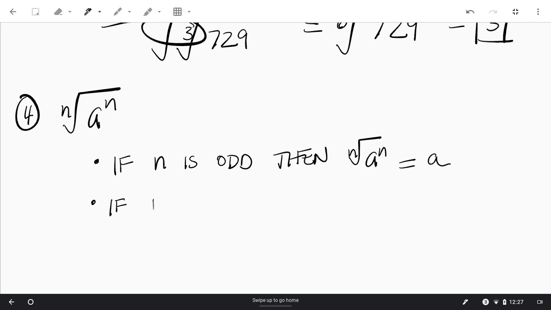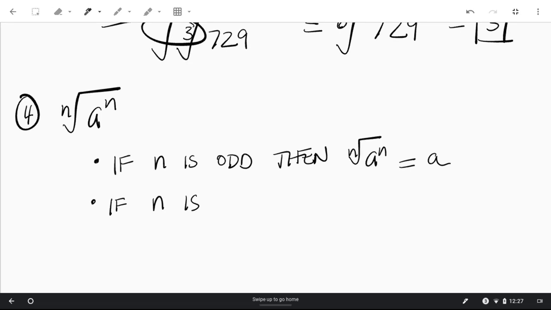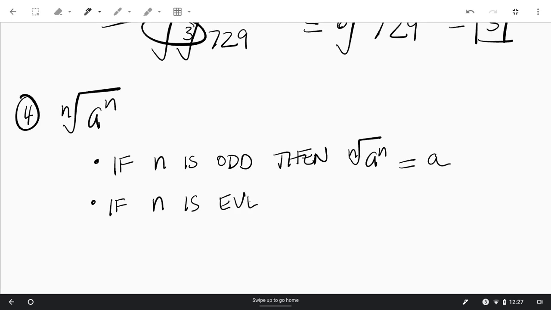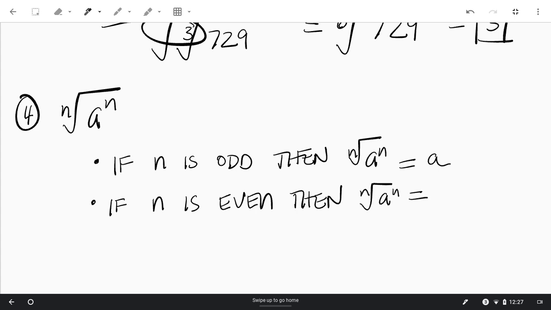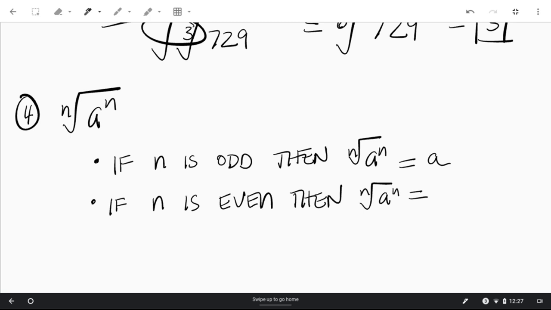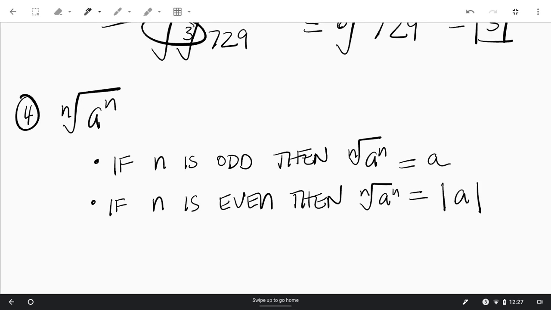Now, if n is even, so if you're taking like the square root or the 4th root or the 6th root, then the answer to this is going to be the absolute value of a. That way we take the principal square root, which is the positive.